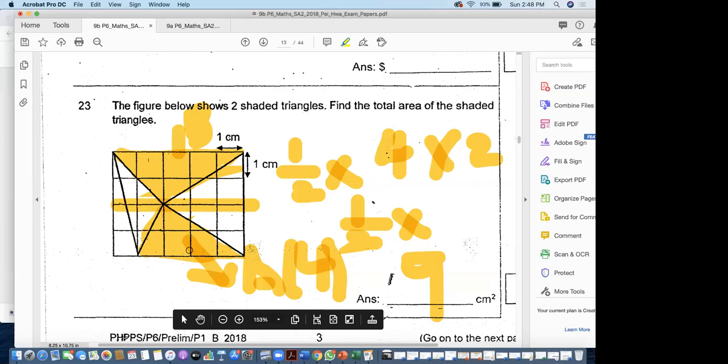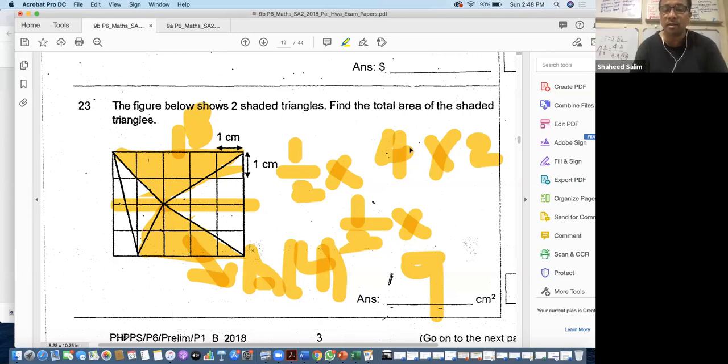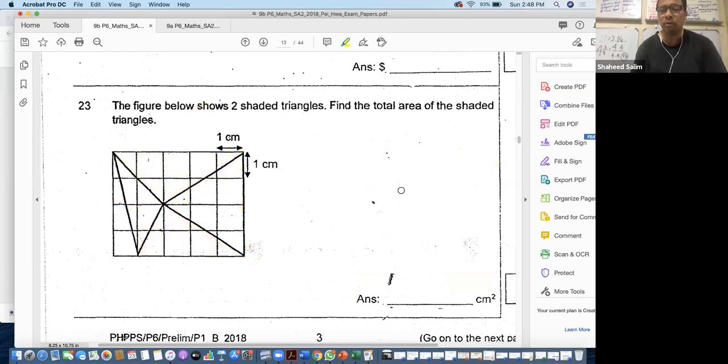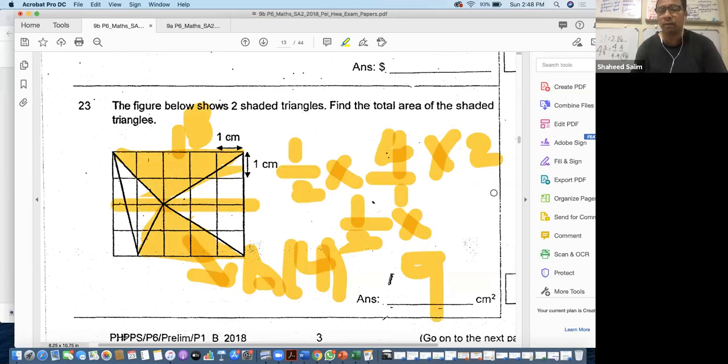So the formula is half times base times height. Base is 4. So half times 4 times the height, which is 2. So when you do this, you get 4 cm. If you don't believe it, you try to cancel. This one over 1. Now here you cancel, you get 2 down here. 2 times 2 gets 4. So the area of A is 4.